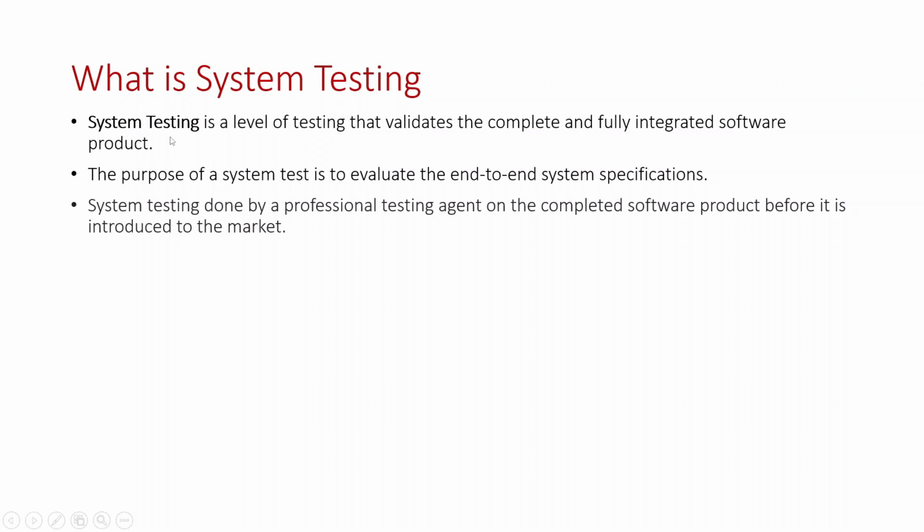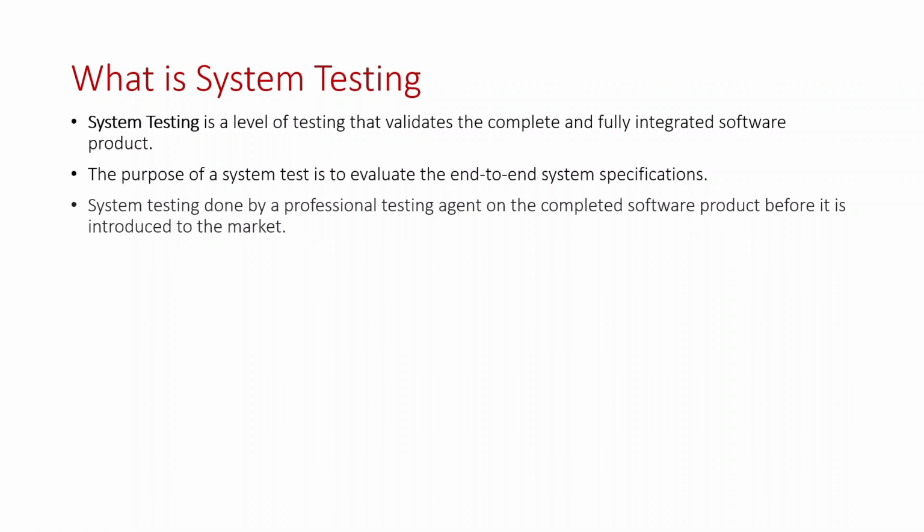Here, system testing is a level of testing that validates the complete and fully integrated software product. So we are testing the completed product. The purpose of a system test is to evaluate the end-to-end system specifications. System testing is done by a professional testing agent on the completed software product before it is introduced to the market.